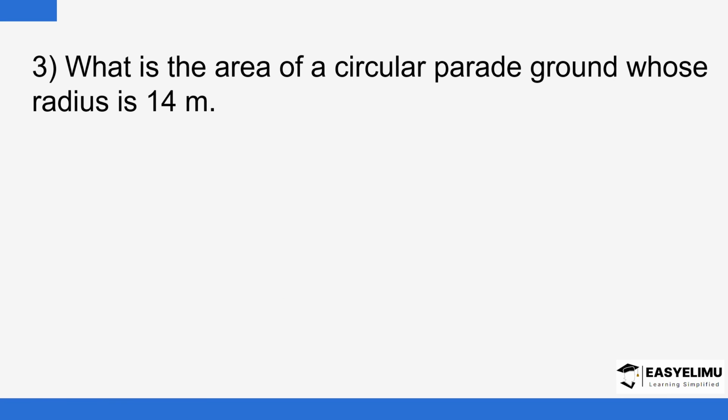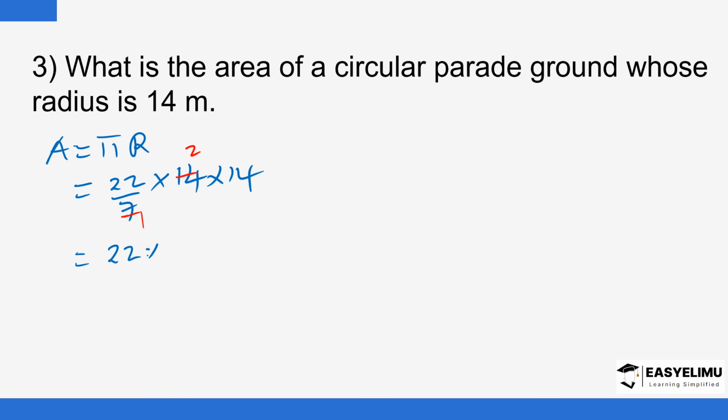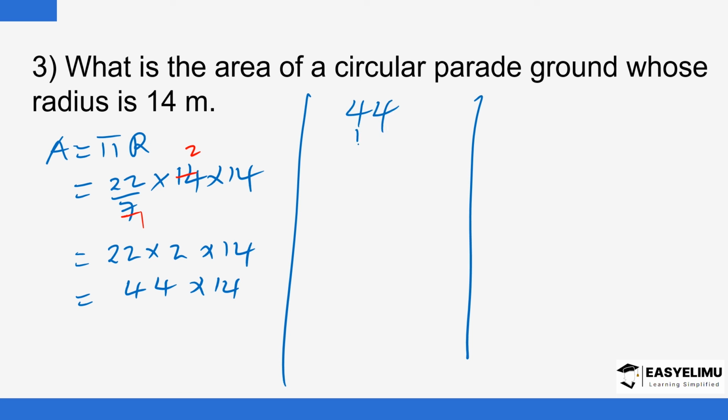So again, we have number 3 here. What is the area of a circular parade ground whose radius is 14? So this is easy. Again, area is equals to pi r squared. So pi is 22/7, radius is 14, and then you multiply by 14. So again, you try to simplify. So 7 here, 1, 7 there, twice. And so what do we have remaining here? 22 by 2 by 14. 22 by 2 is 44. Multiply this by 14. So you need to multiply 44 by 14.